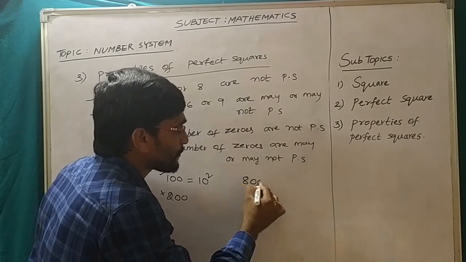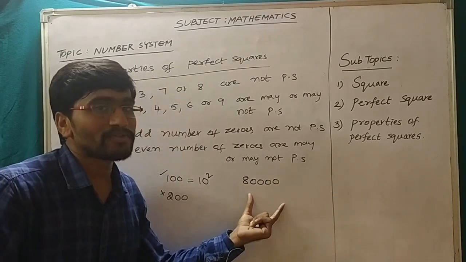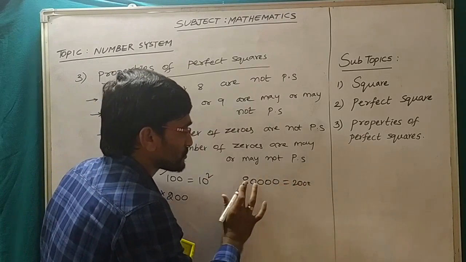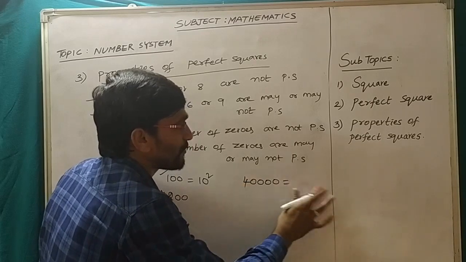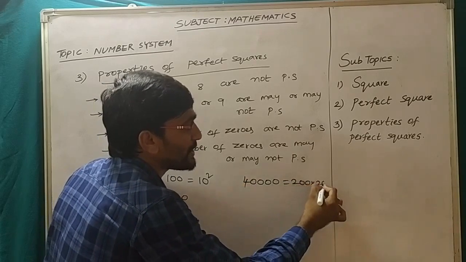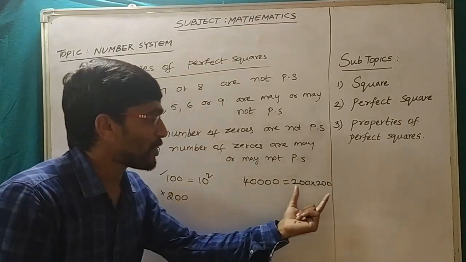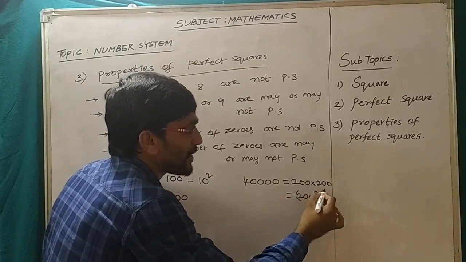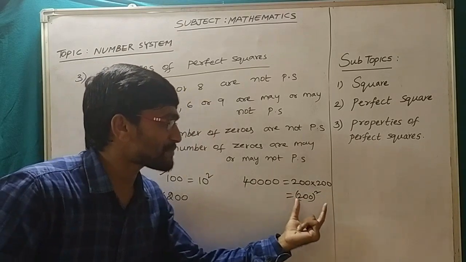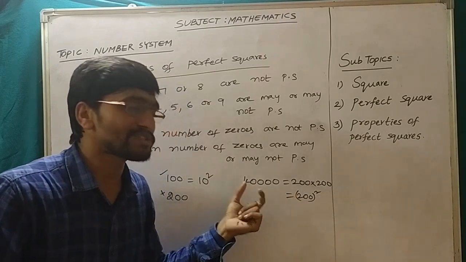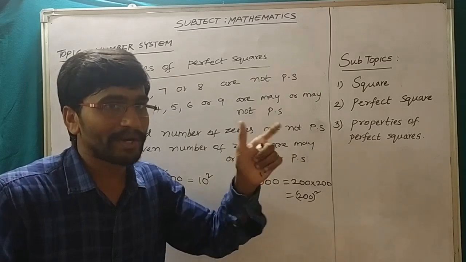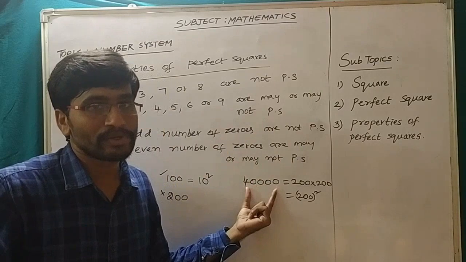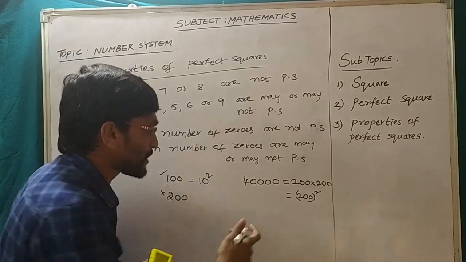Similarly, we consider 40,000. 40,000 can be written as 200 into 200, right? 200 into 200 is nothing but 40,000, so it can be written as 200 square. So 40,000 can be expressed as the square of a natural number, so 40,000 is a perfect square according to the definition. And one more thing, it is ending with an even number of zeros. So here it is a perfect square.